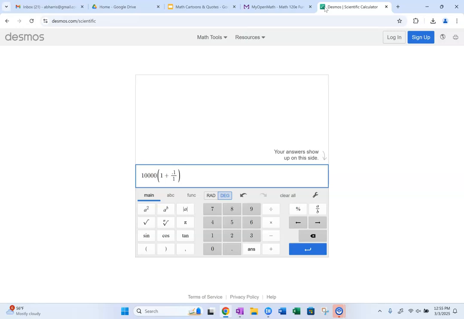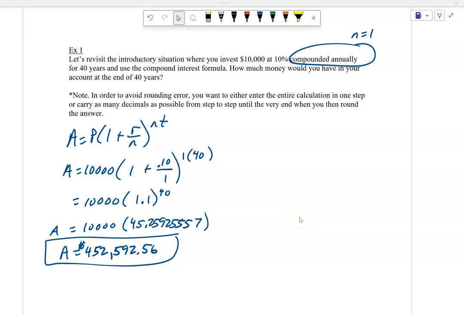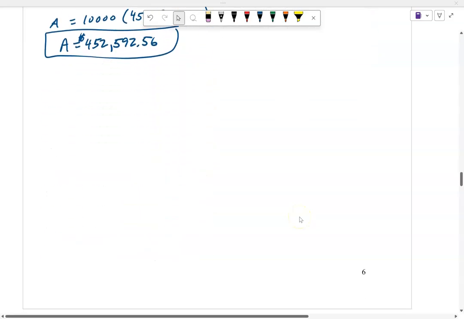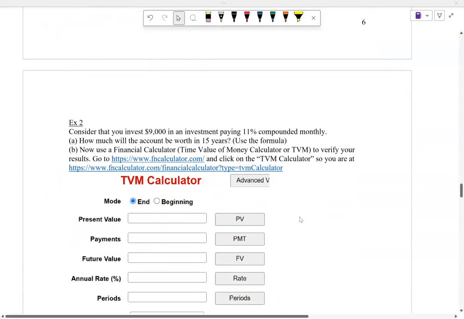Now I do shift 6, or use the caret key right here, the exponent key. And I've got 1 as my N, times T, which was 40 years. And you notice it'll spit that out right there, 452,592.56.